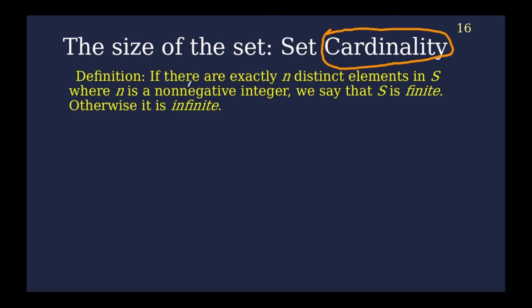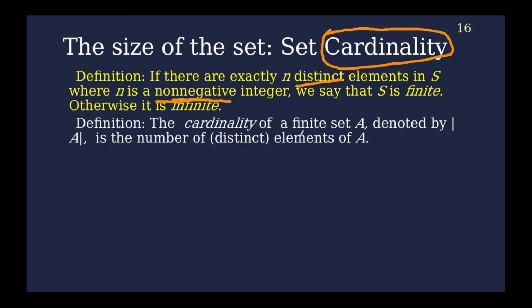So definition: if there are exactly n distinct elements in S, where n is a non-negative integer, non-negative and distinct, we say that S is finite, otherwise it is infinite. Definition: the cardinality of a set A is denoted by this symbol. Cardinality of A is the number of distinct elements of A.